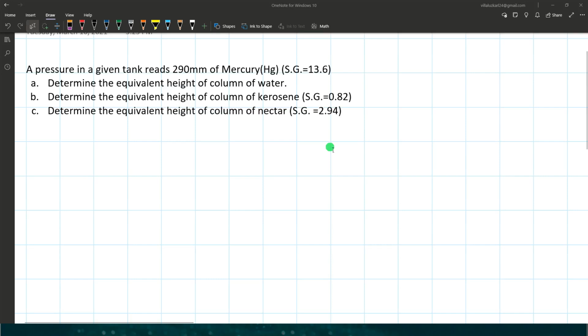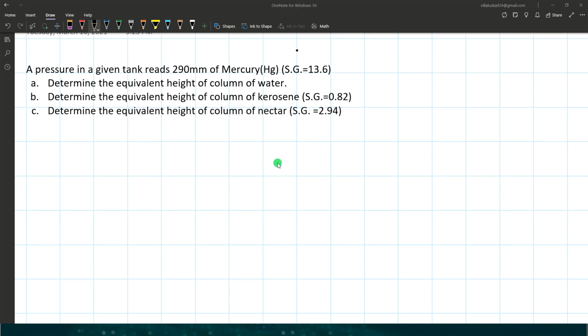Next, problem number 2. Pressure in a given tank reads 290 mm of mercury. Specific gravity of mercury is 13.6. Determine the equivalent height of column of water. Determine the equivalent height of column of kerosene, and determine the equivalent height of column of nectar, which is 2.94. So let's solve this.